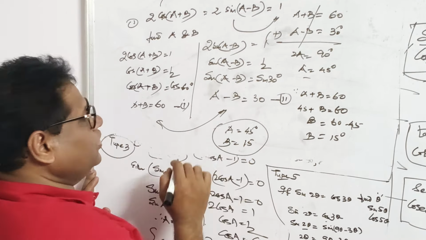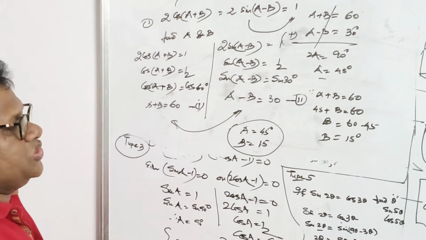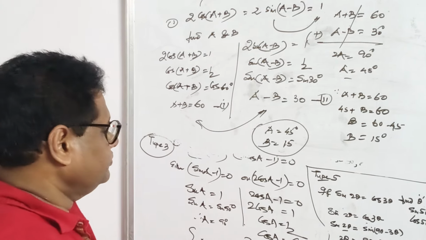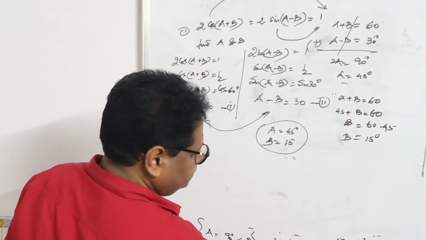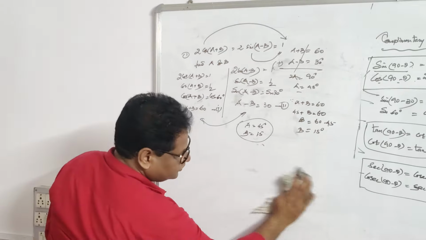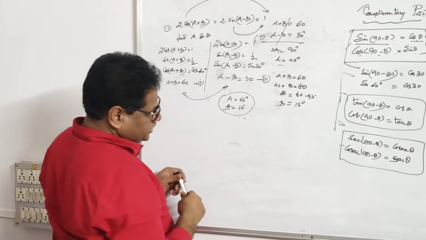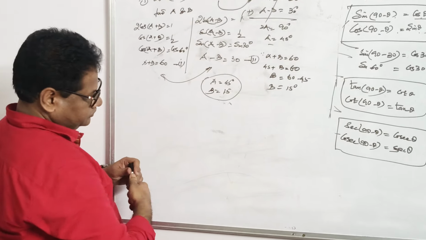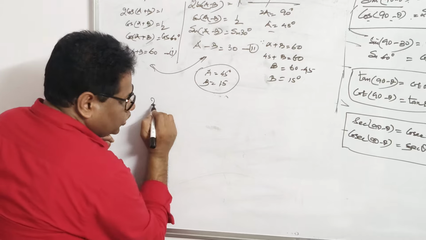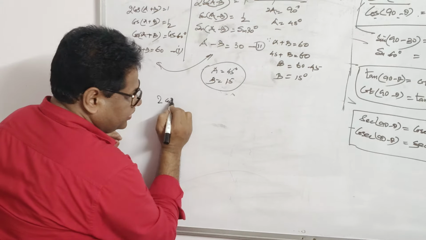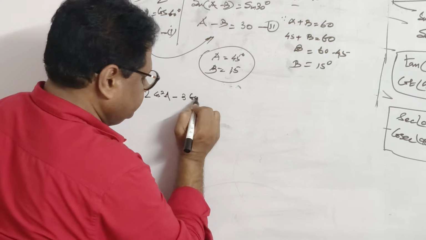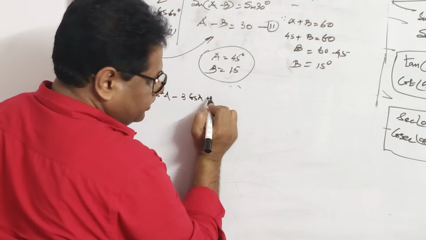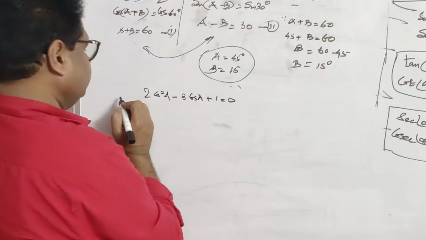So this is how you have to handle the equations based on trigonometry, okay? One more question we are going to discuss. You are given the question 2 cos square A minus 3 cos A plus 1 equal to 0.